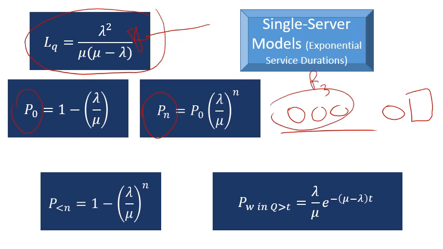Well, we can't say this is P3 because we have to include that 4th person being serviced, and this P will become 4. So even though the question is asking 3 people waiting, we have to think in terms of the system. So if we had 2 servers, then it would be 5, and so on. So you have to think in terms of the system.